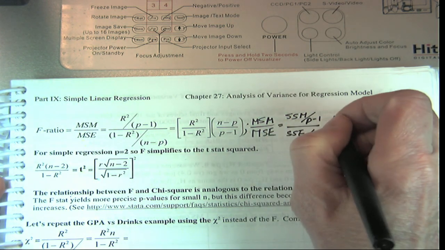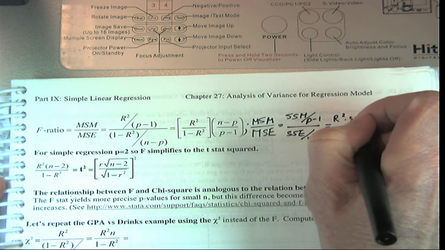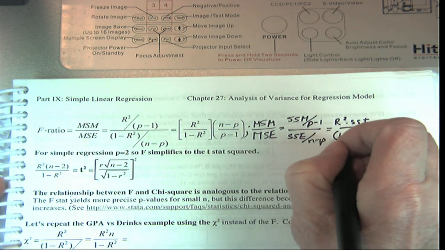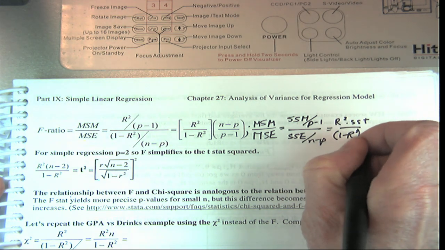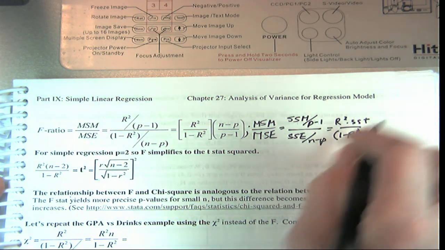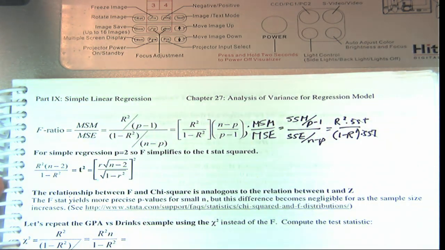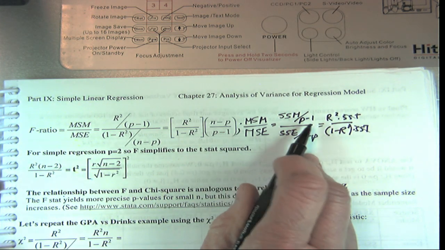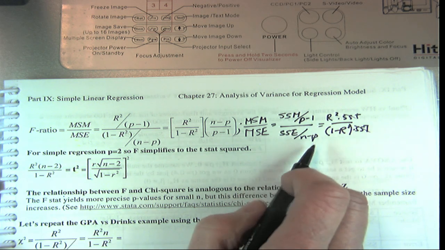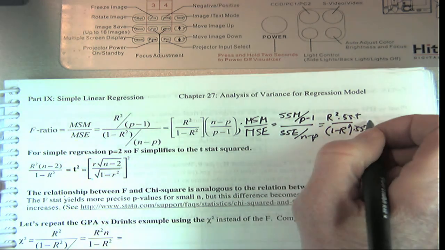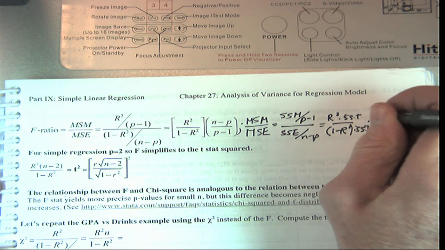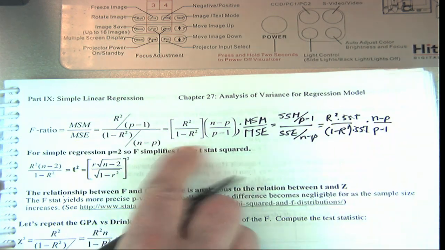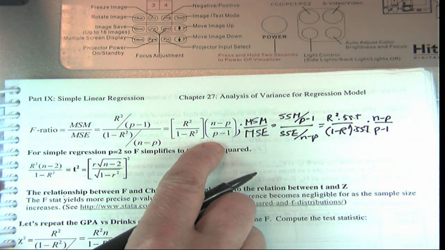Remember, SSM is just r squared times SST, and SSE is 1 minus r squared times SST. And these SSTs cancel out. So we just have r squared over 1 minus r squared. Now this one's divided by p minus 1, and this one's divided by n minus p. So it's the same thing, simplifying to n minus p over p minus 1. That's how we got that. Okay?